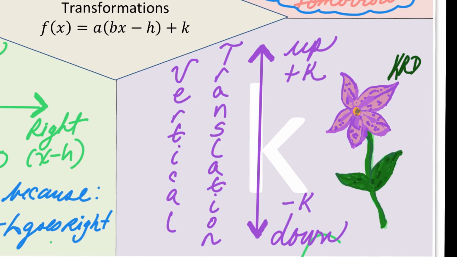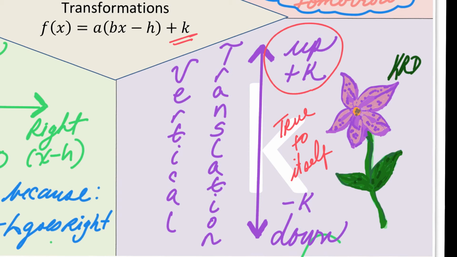Our very last letter is the k that's tacked on at the end. This k causes a vertical translation, and I say that this k is true to itself. Why is it true to itself? Well, unlike the h value, if the k has a plus k at the end, it's going to translate this function up, so the graph would go up. If it's a negative k, it's going to translate the function down, so the graph would go down k units.